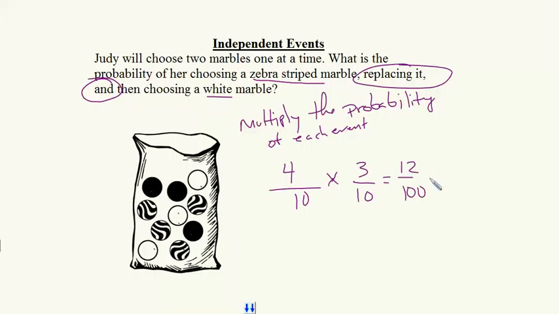I can divide both of these numbers by 4, and I get 12 divided by 4 is 3. 100 divided by 4 is 25. So I get 3/25, which means it is unlikely that these two events will occur together. All right. So that was independent events.